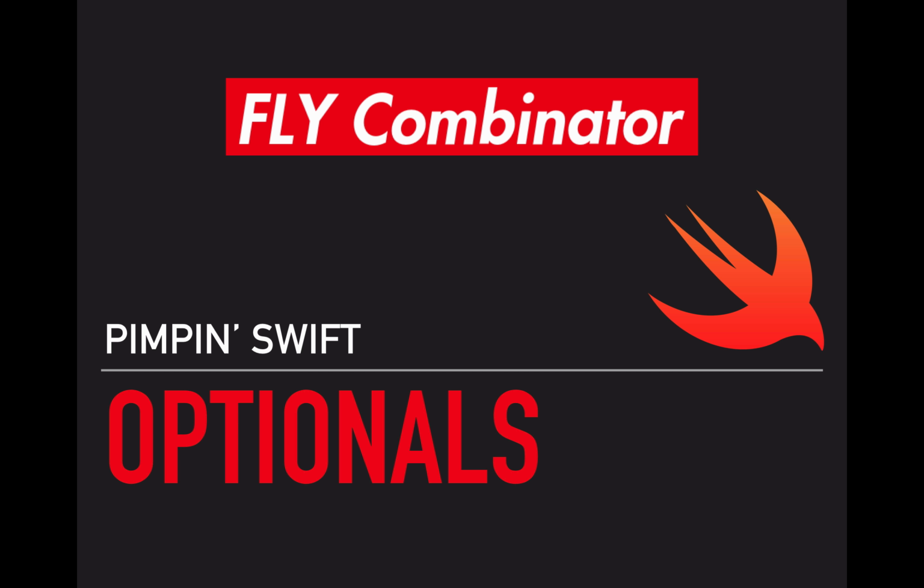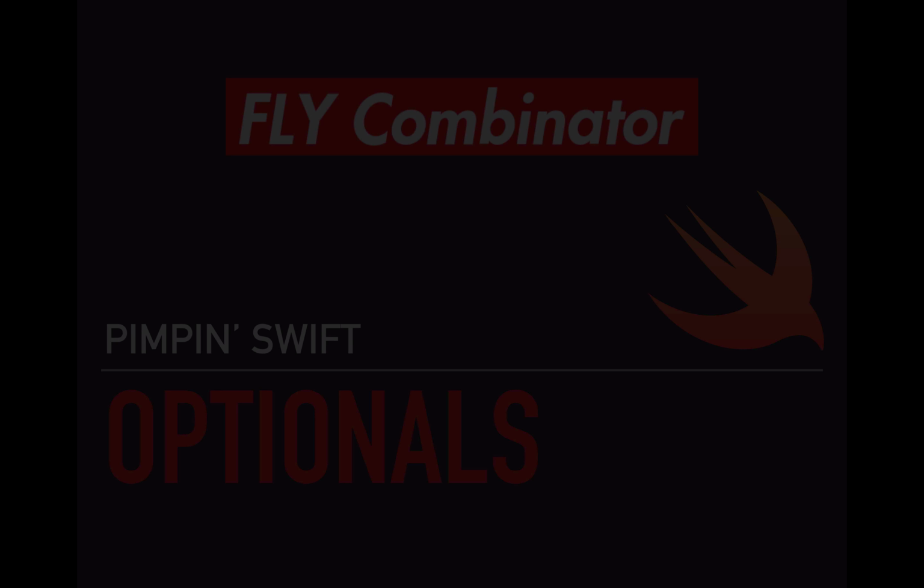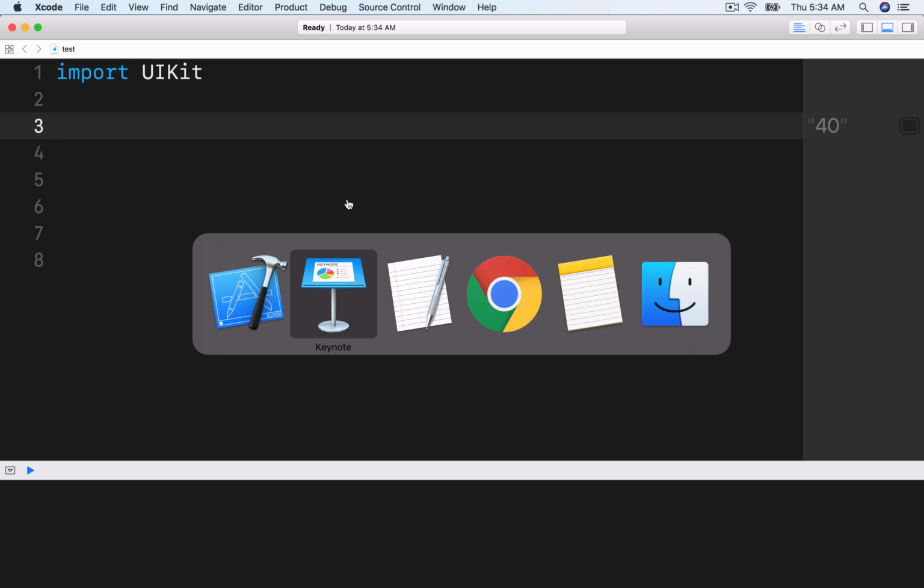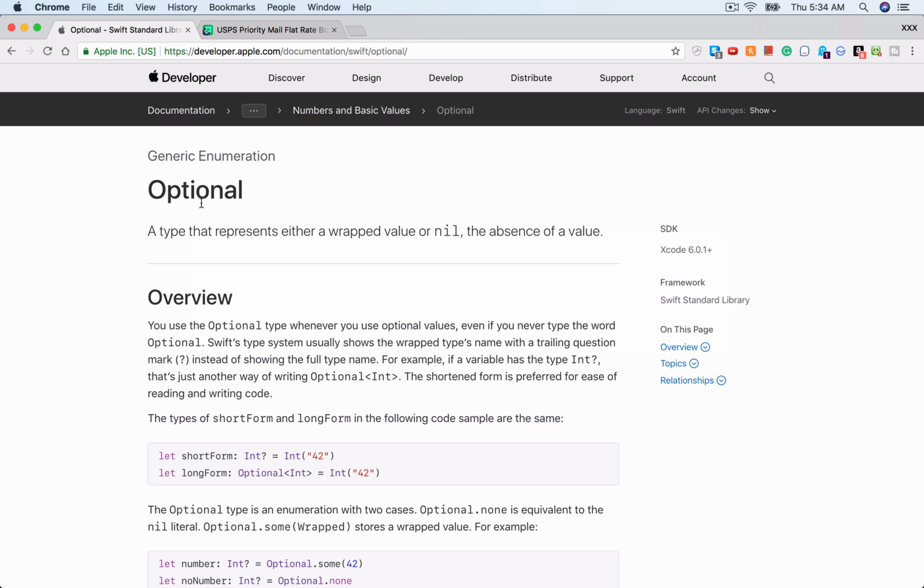We're pimping Swift, and we're going to be talking about one of the most important classes in the Swift library, which is optional. So let's talk about optionals, all right? Why is it so important? What does it do? An optional is a type that represents either a wrapped value or nil. And nil is the absence of value.